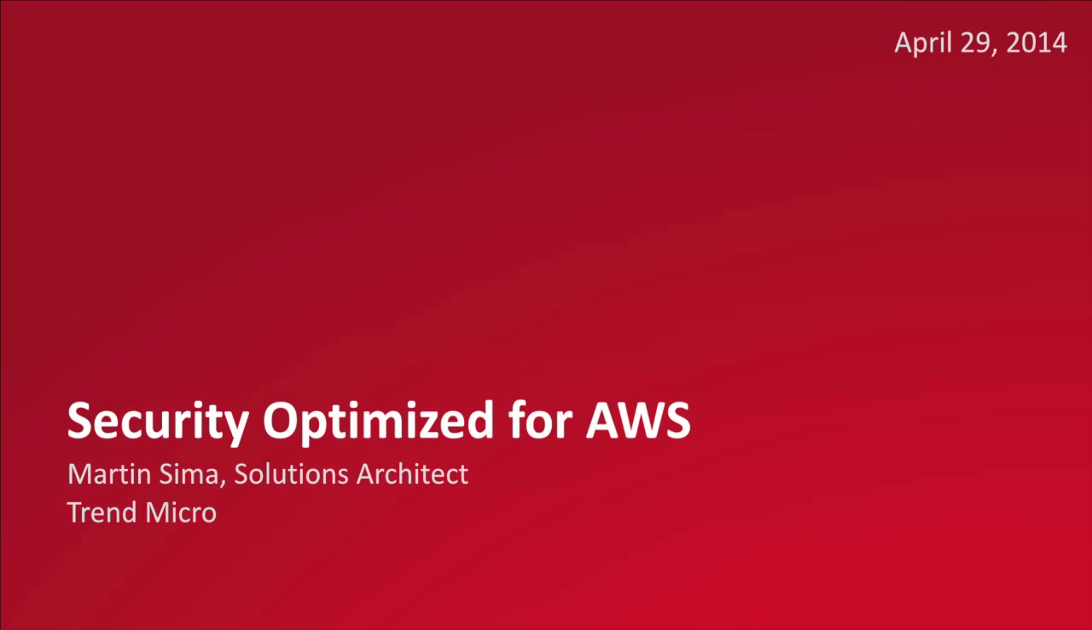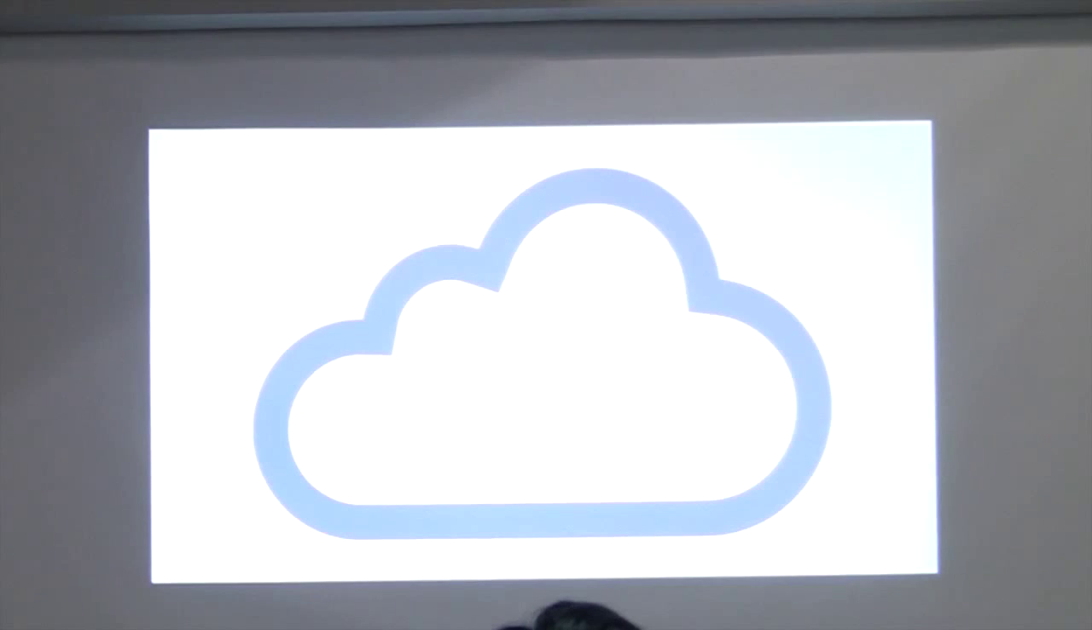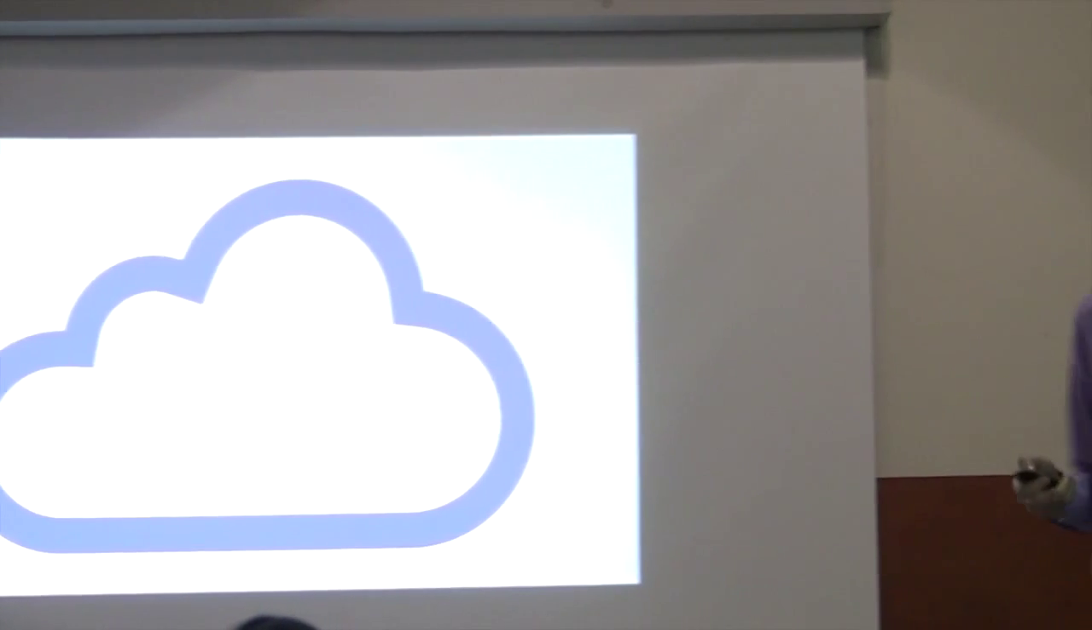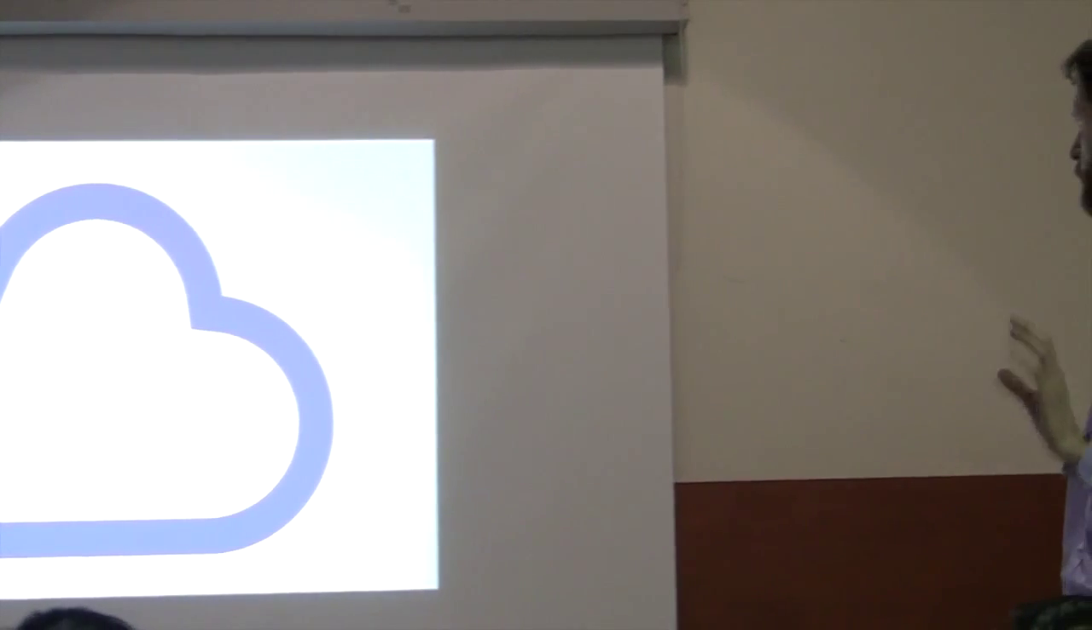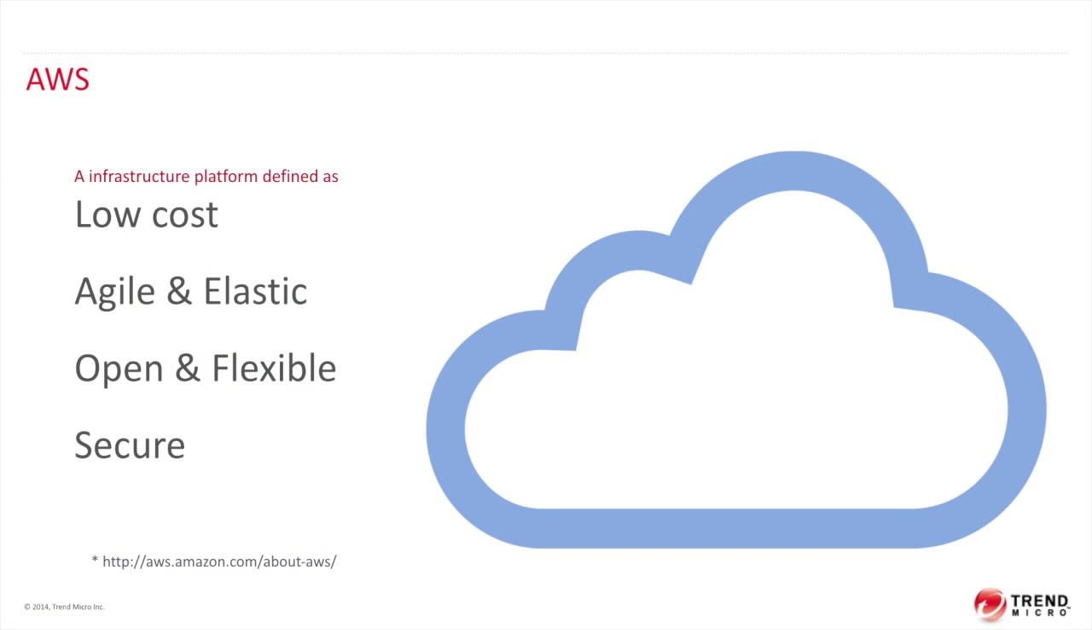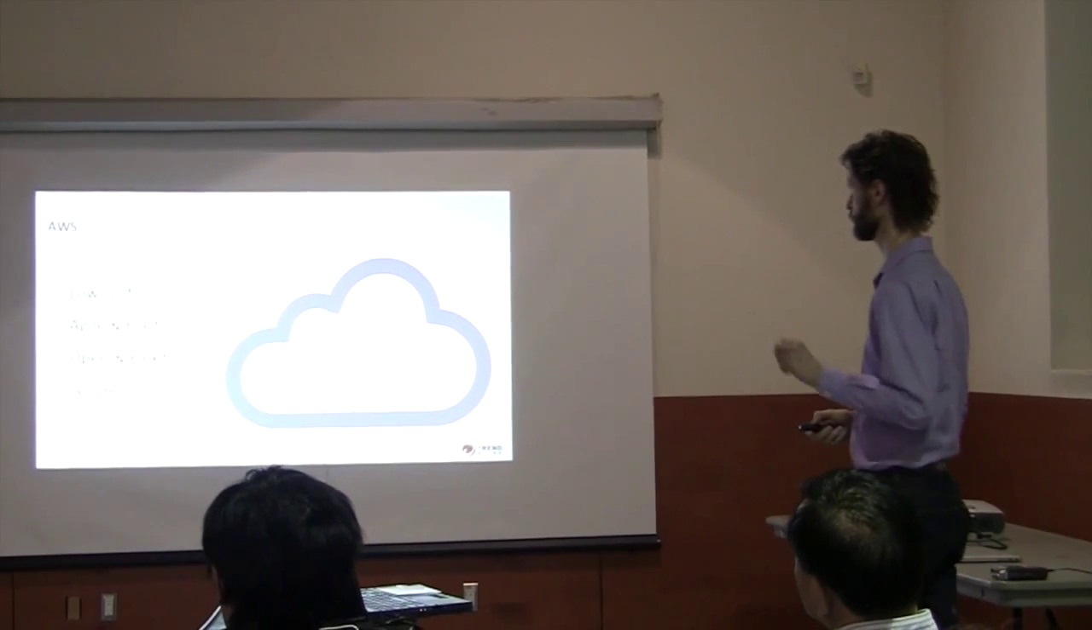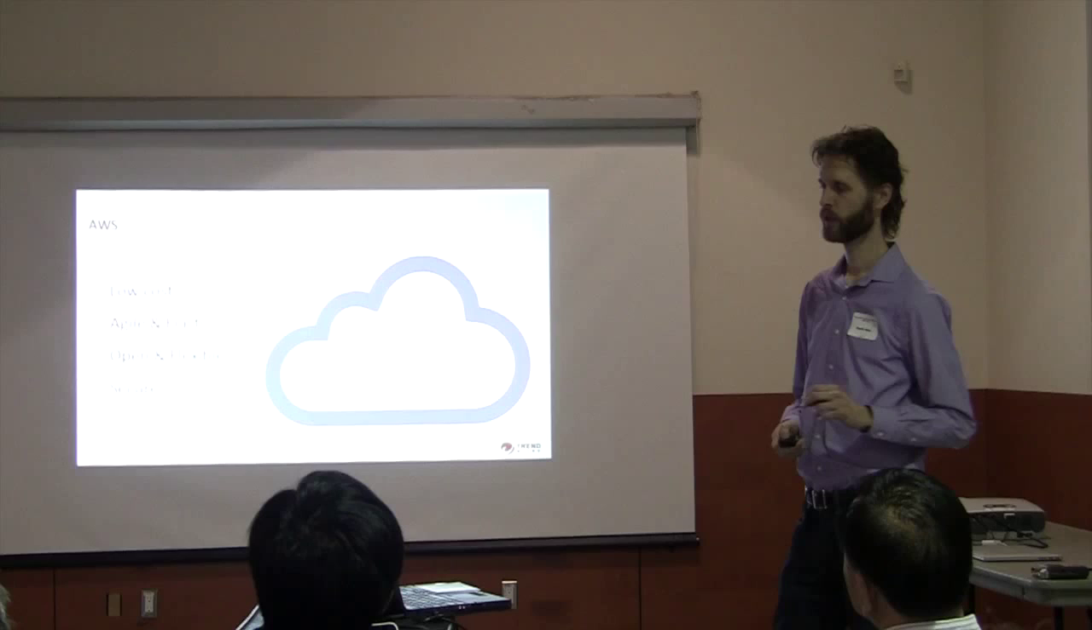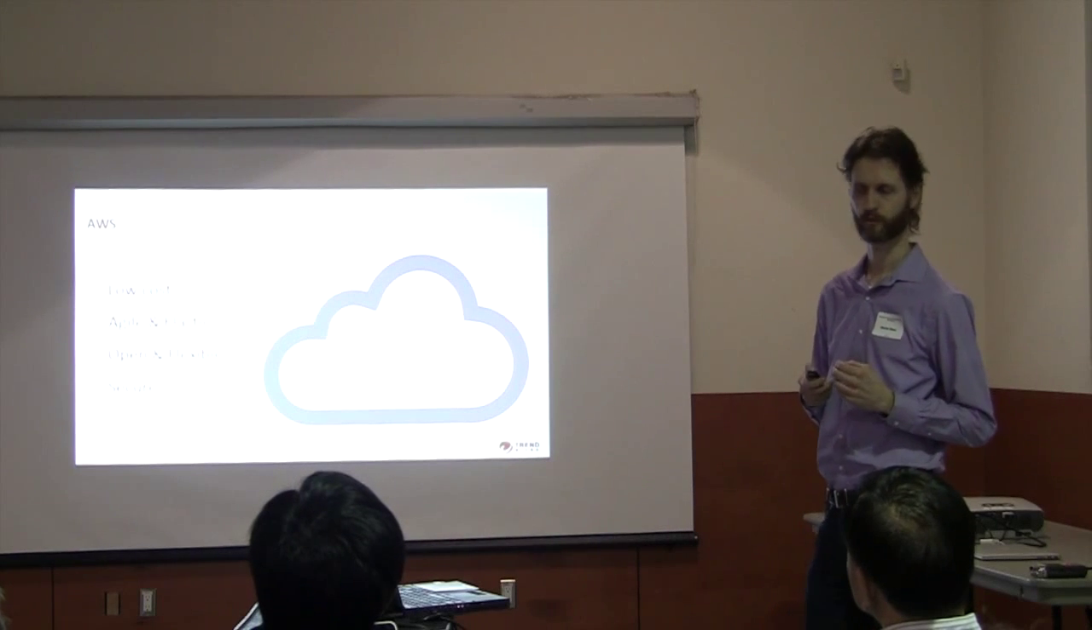We're here to talk about security and specifically optimizing it for AWS environments. And to talk about the cloud, I think it's good if we understand a little bit more of that environment and what's going on there. Amazon does a great job of explaining that, and I'll quickly run through this. They describe their infrastructure as low cost, agile and elastic, open and flexible, and secure. And it's that last bit that's really crucial, and luckily they focus on security for us as consumers of that service.